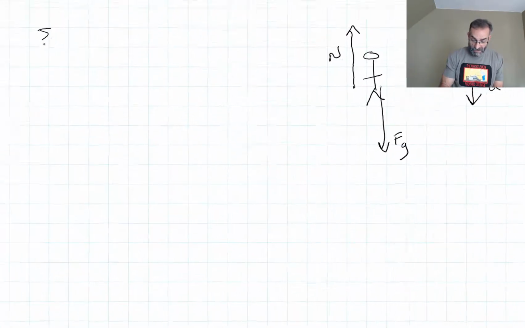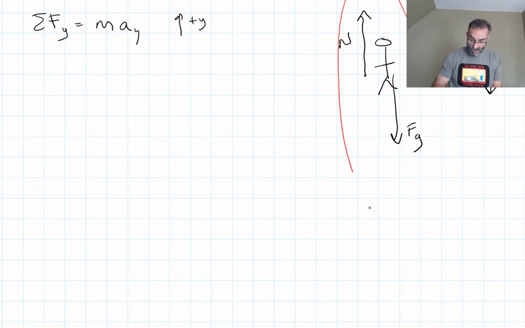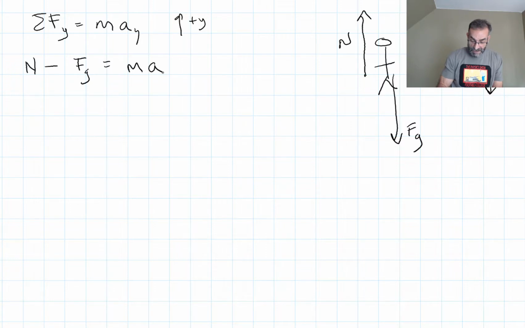I'm going to say the sum of the forces in the y direction is m times the acceleration in the y direction, and my positive direction is up. So I have 2 forces in the y direction. The normal force is in the positive direction. In the negative direction, I have the force of gravity. That has to add up to be m times a. Force of gravity is just mg.